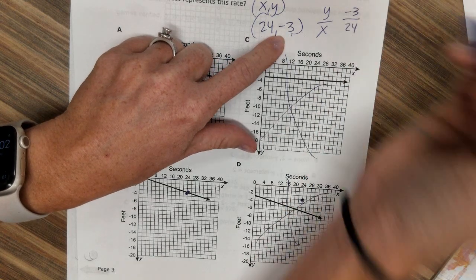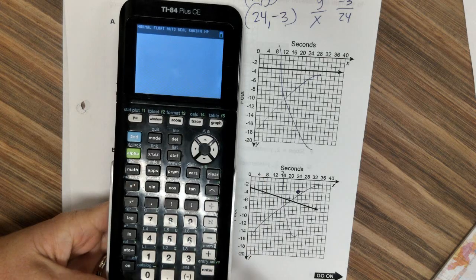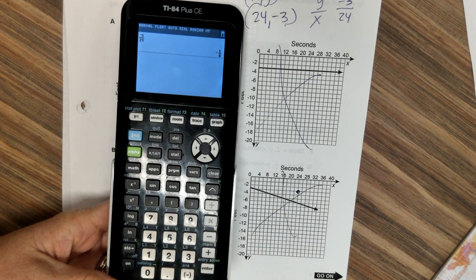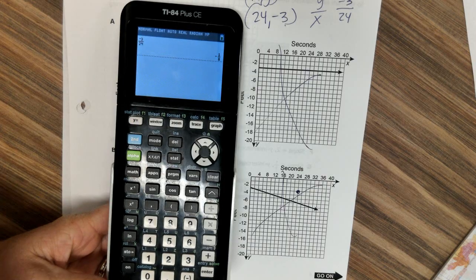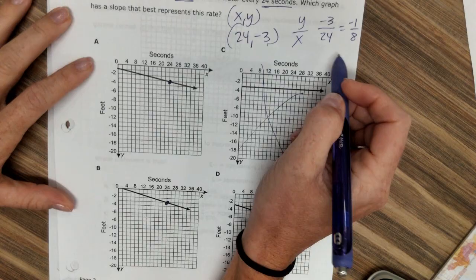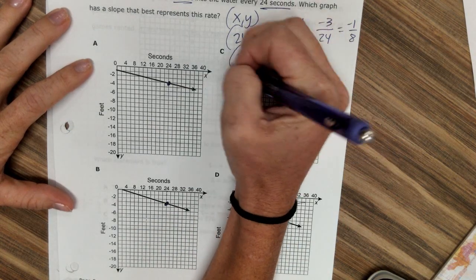-3 over 24. Can I simplify that in my calculator to find another point on that graph? Yes, so we go to alpha y equals, and we put in -3 over 24, and it simplifies it to -1 over 8. That means that is a point on the graph. So x is 8, y is what? -1.